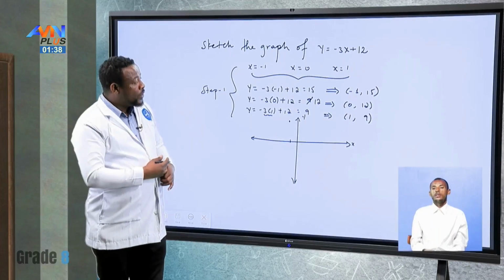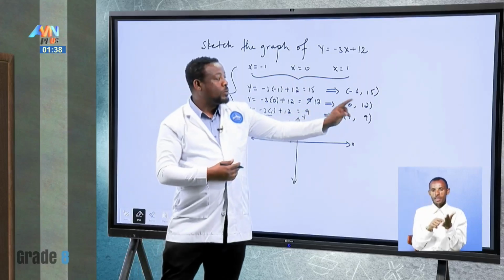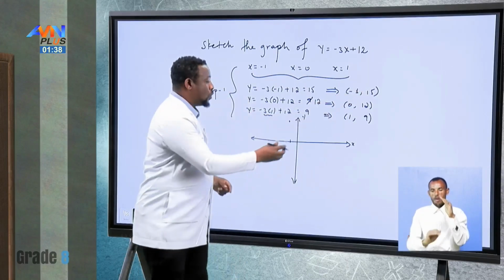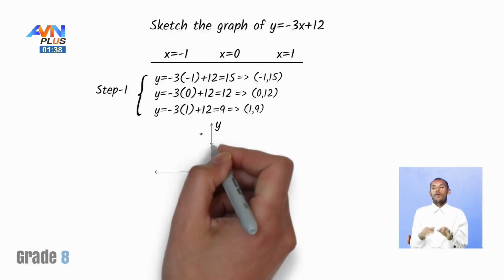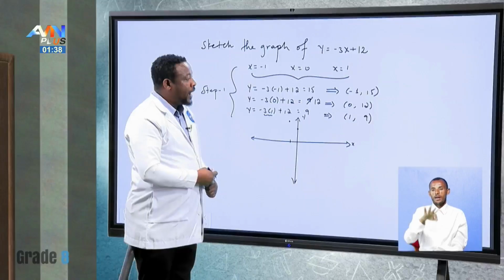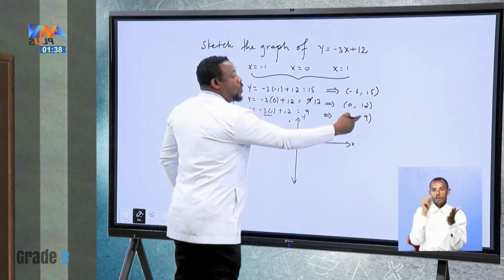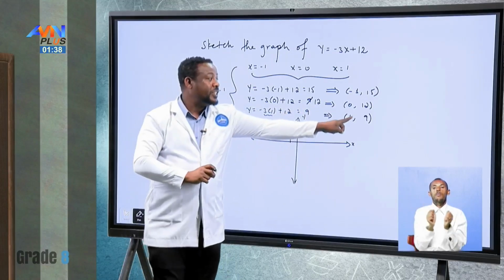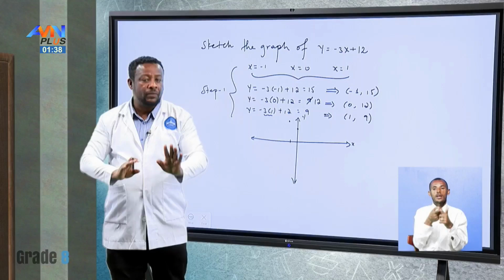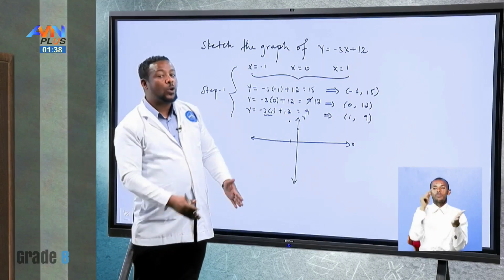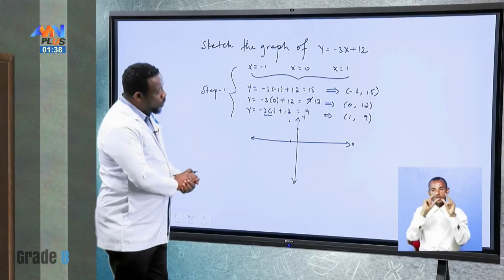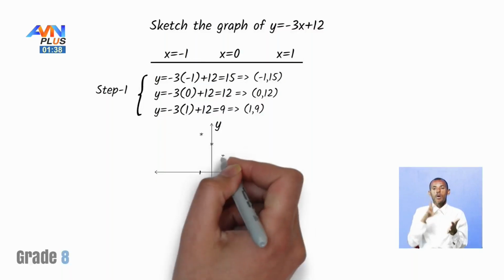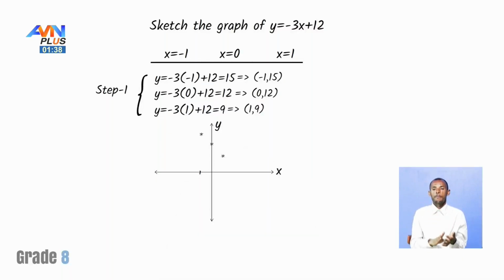The second point is 0, comma 12. Okay, 12 is a number below 15, so you can put it somewhere on the positive y-axis, right? And the third point is 1, comma 9. Look, both the first entry and the second entry are positive. Definitely this point will be a point in the first quadrant. So this point will be somewhere in the first quadrant.